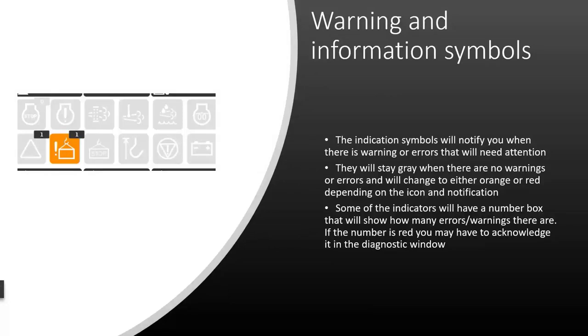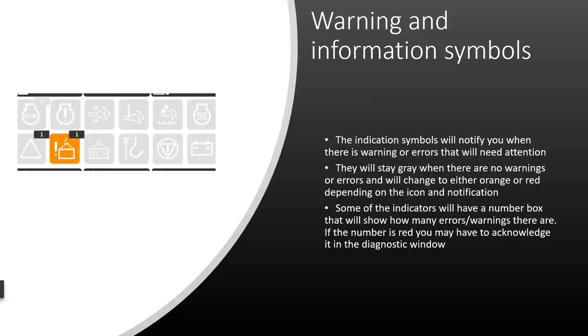Warnings and information symbols. The indicator symbols will notify you when there is something wrong, errors, warnings, and so forth. When there's nothing to respond to, everything is gray. When an action needs to be taken or looked at, it will show up in orange or red. It may be flashing or it may be solid, depending on the indicator and the error or warning that it's trying to notify you of.